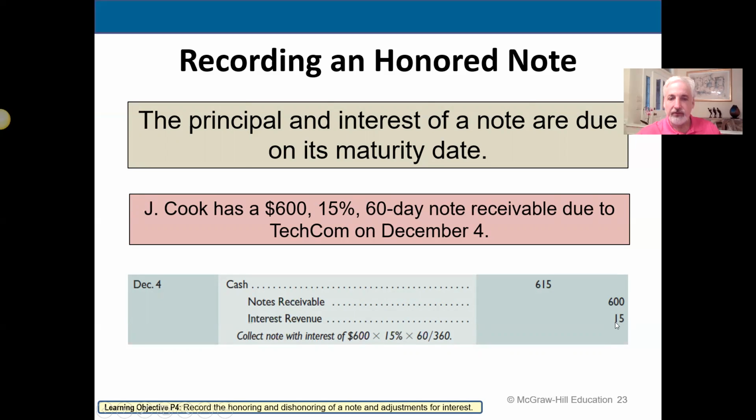And this is the giver of the note, not the receiver of the money. So in this case, you're getting your money back. You're getting $600 plus interest back from whoever you issued the note to. You gave them $600 originally. They're giving you $600 back plus $15 interest. This is a 60-day note in this case.